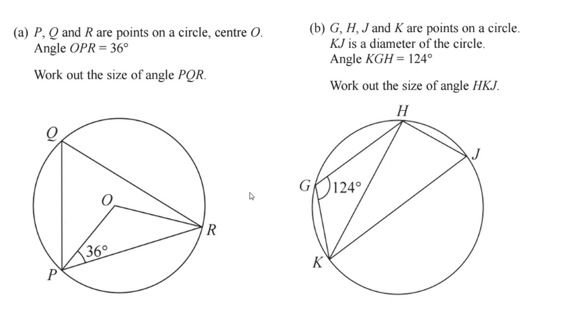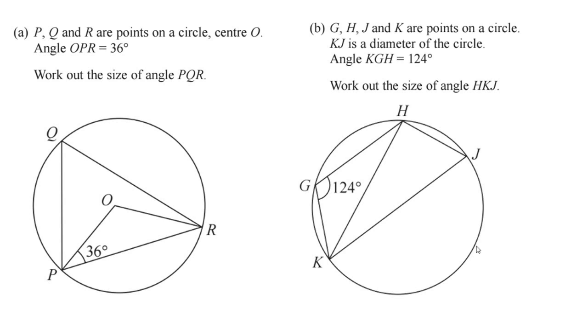So this is an IGCSE exam question on circle theorems. It's a two-part question. We've got to work out the size of angle PQR, so that's this one here, in part A. And we've got to work out the size of angle HKJ, which is this angle here, in part B. Now before we tackle this question, let's first of all have a look at the examiner's remarks.